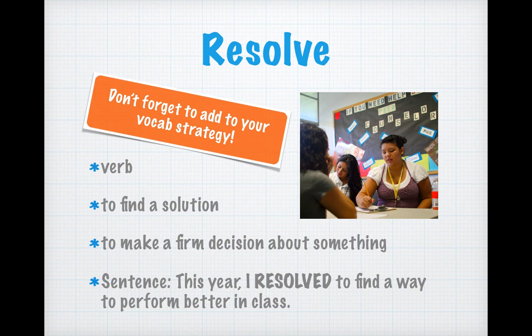So, for example, she resolved to run 5 miles every morning. She made a decision to run 5 miles every morning. You could also say that the mediator resolved the conflict, came to a solution for the conflict. The sentence on the screen says, this year I resolved to find a way to perform better in class. I made a resolution. I found a solution.